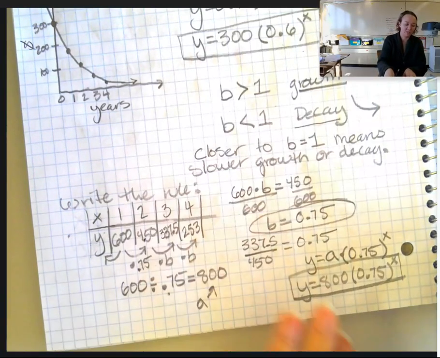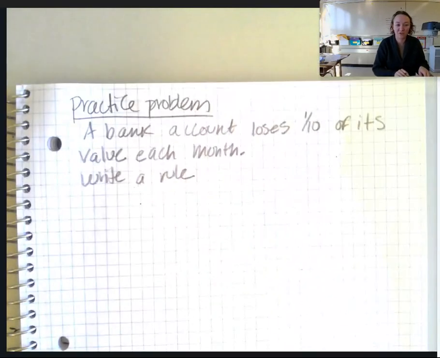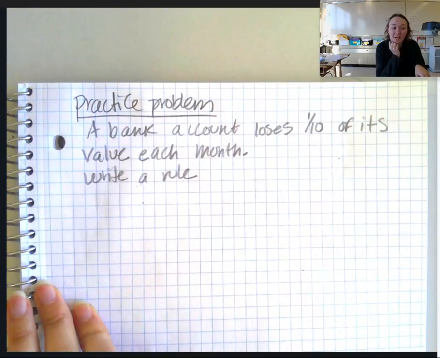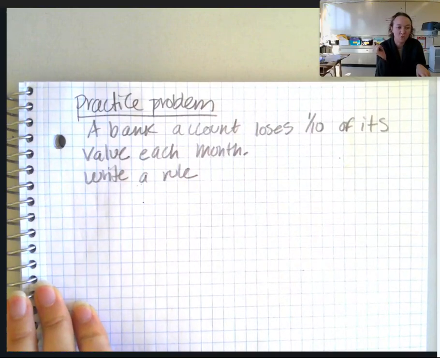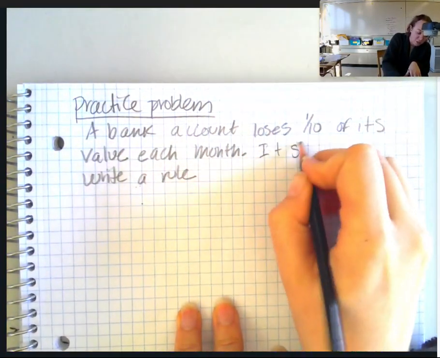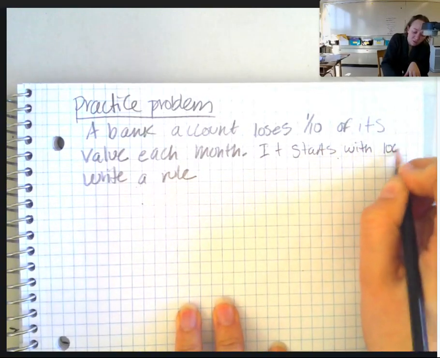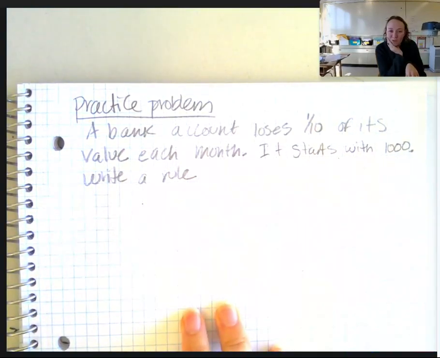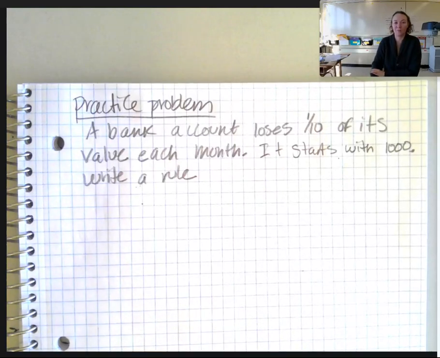All right, practice problem time. For your practice problem, we have a bank account that loses 1/10 of its value each month. Maybe it's being spent or something. I want you to write a rule representing the situation. Oh, I need to tell you a starting value. It starts with $1,000. Don't be afraid to make a table first to help you look at it if you need some help. Good luck.